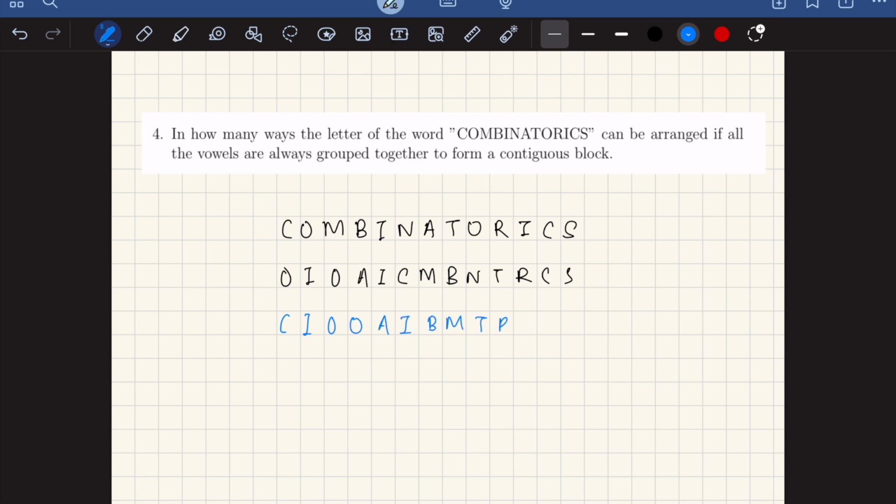You can group the vowels, not specifically at the start, right? It could be in the middle or at the end also. Exactly. It could be anywhere, but the only thing is that it should be contiguous. So you can try this out, take your time. Then you can tell me your answer or ideas, and we can discuss this.